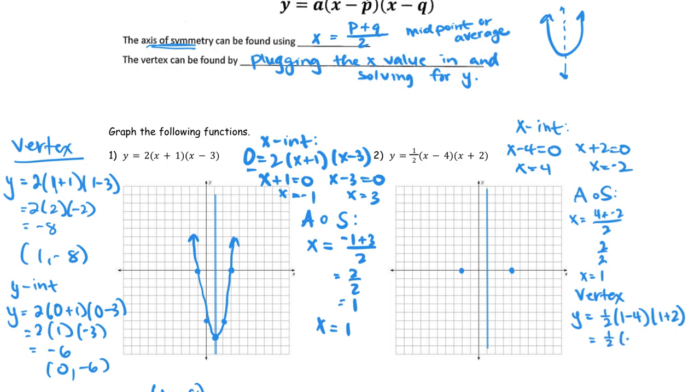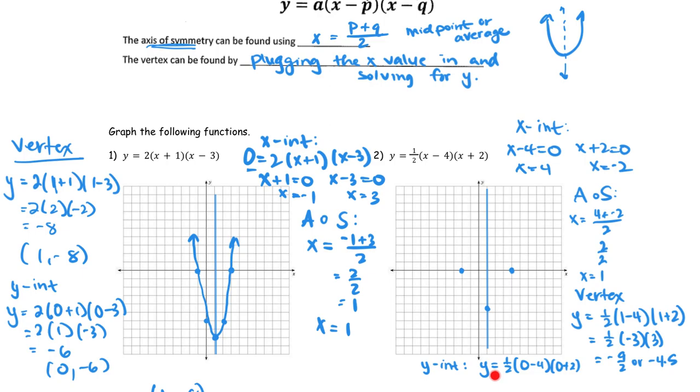So 1/2 times -3 times 3. 1/2 of -9, I'm just going to leave that as -9/2. That's the same thing as -4.5. So we're going to plot that right here and put that in our blank down below.